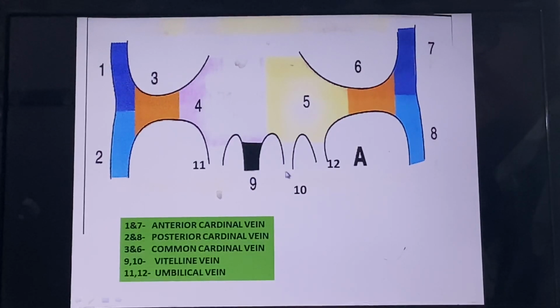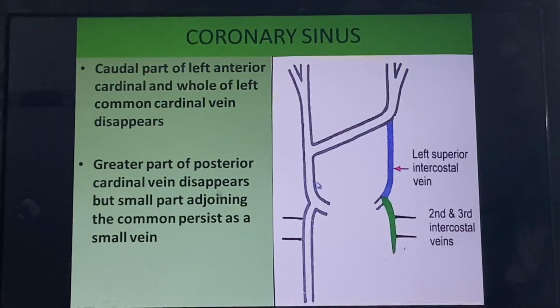Now if we consider it like this, the sinus venosus is receiving the vitelline vein, umbilical vein and common cardinal vein. This we have discussed in our previous slides. Now this is the enlarged diagram. The coronary sinus develops from the caudal part of the left anterior cardinal vein, and the whole of the left common cardinal vein disappears, as we know. We know the fate; in the first slide I told you. After the anastomosis between the anterior cardinal veins, the part of the left anterior cardinal vein and common cardinal vein disappears. Now what happened next to it?